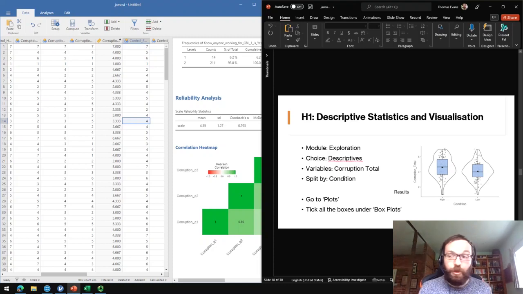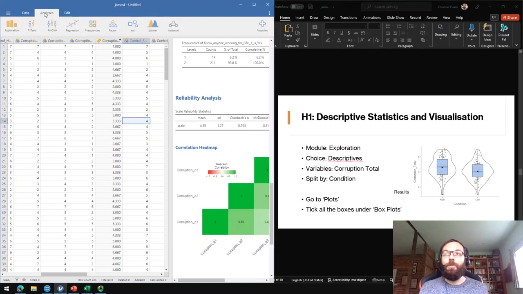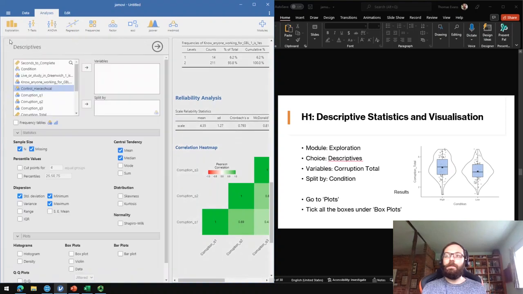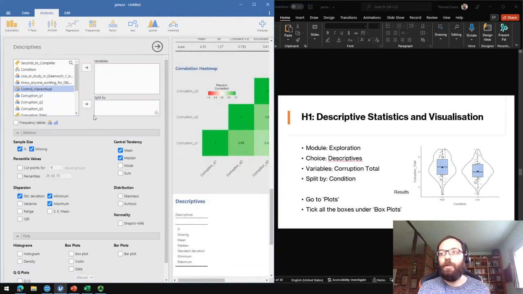So the first thing we should do, and we should always do this, is to visualise the data as much as possible before we do any analyses. So in the top blue bar, we want to click Analyses, Exploration and Descriptives. All we're doing is exploring the visualisation of the data.